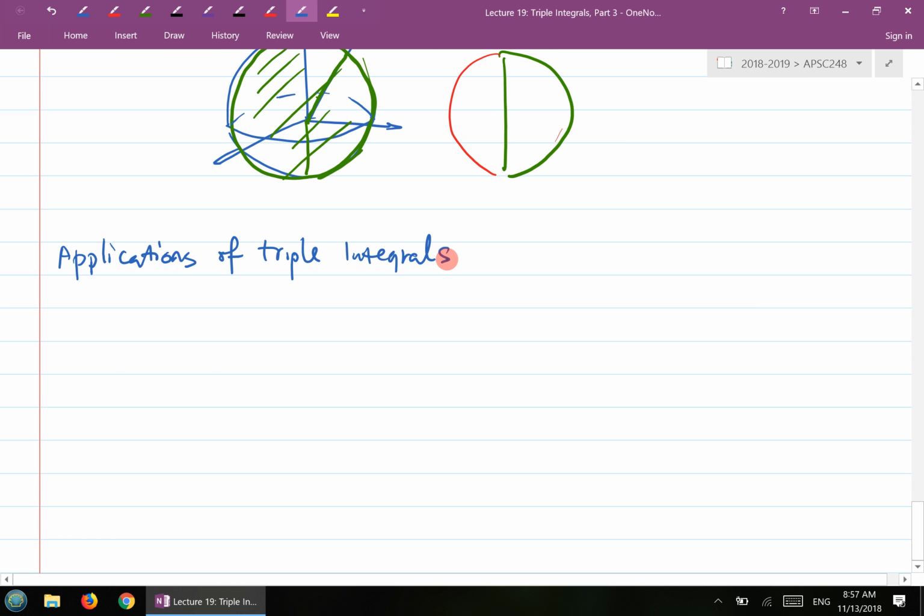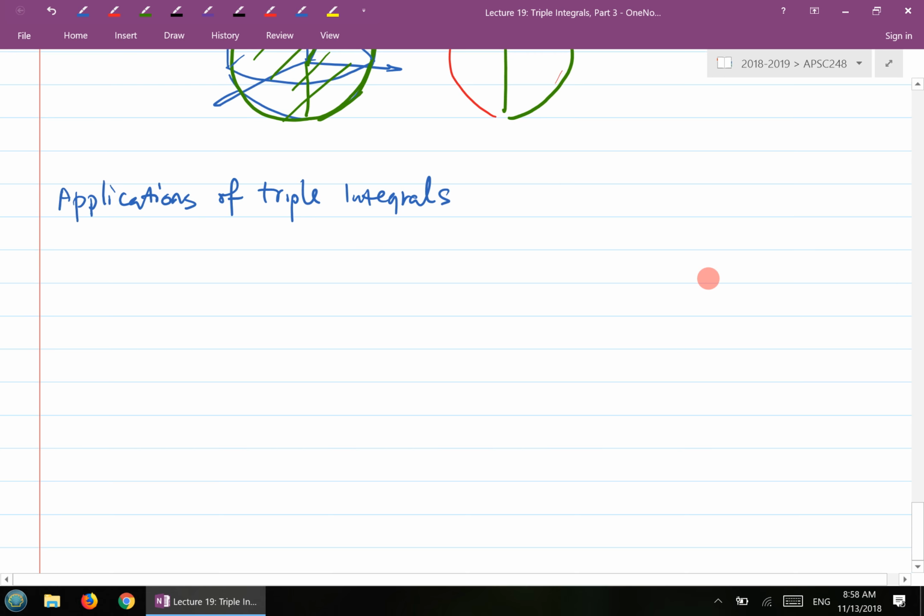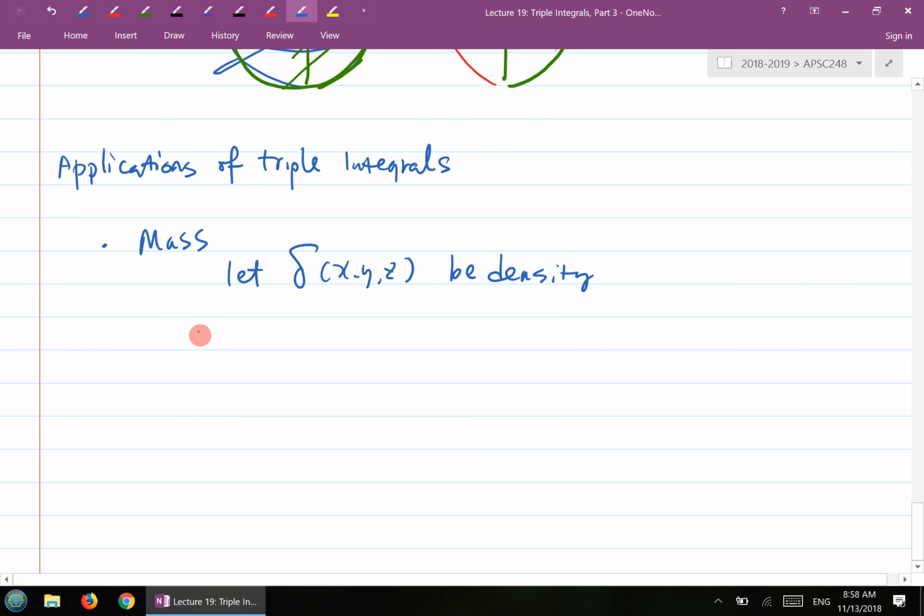And I will go through very quickly because we spend a lot of time talking about applications of double integrals. Many of these applications here essentially just add one more integral sign compared to the double integral application. For example, we can calculate mass. When we calculate mass, we need a density function. We call that delta. So the density will basically calculate the mass.